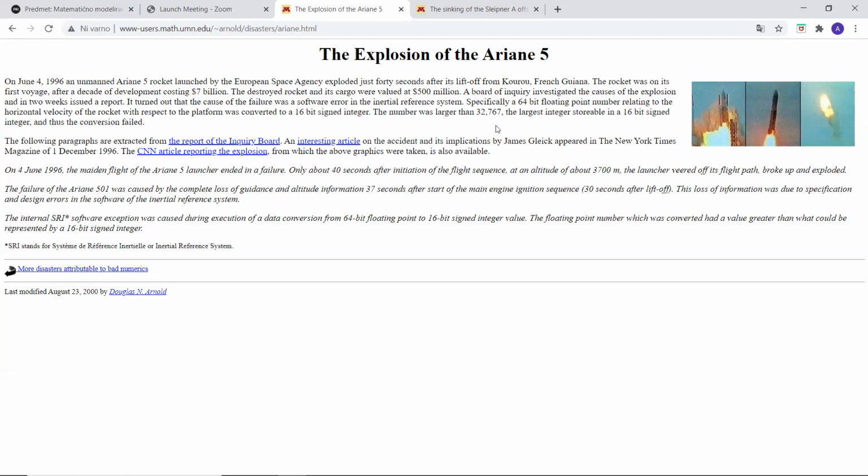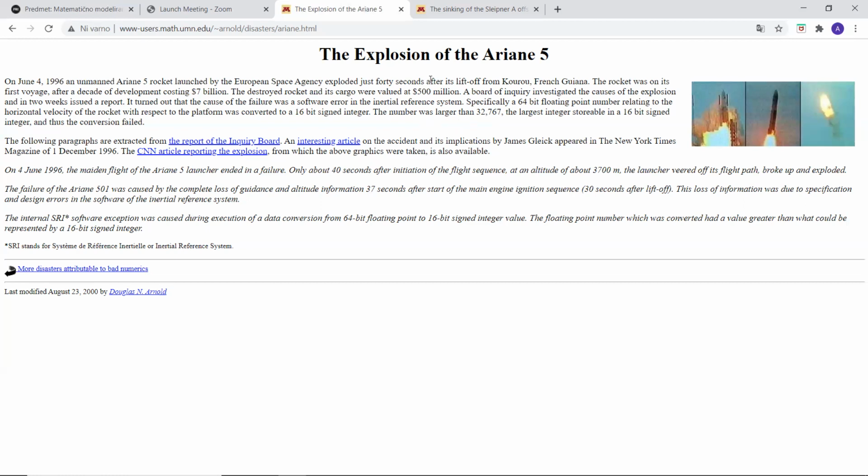When they were modeling the speeds, the problem was that they didn't model the horizontal speed the rocket would really reach. And there is an actual YouTube video showing how this rocket explodes, and I will put the link in the PDF.